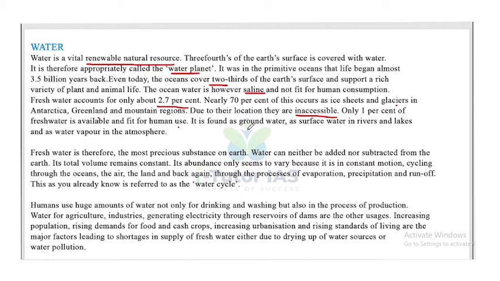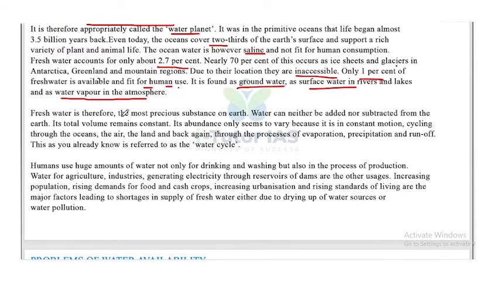Only 1% of fresh water is available and fit for human use. It is found as groundwater, as surface water in rivers and lakes, and as water vapor in the atmosphere. So that's the amount of water available on our earth. Two thirds of our earth is water, but the fresh water available for our use is very little.